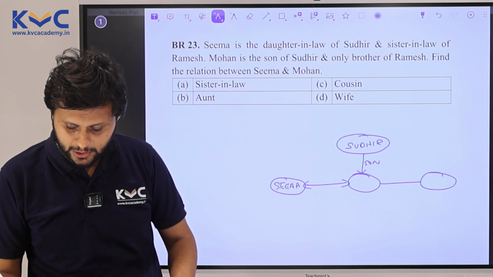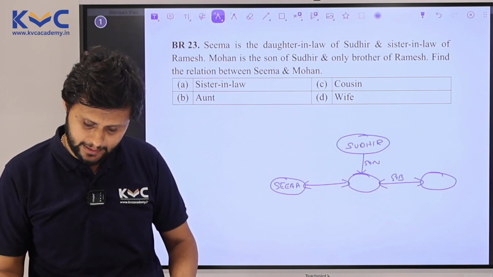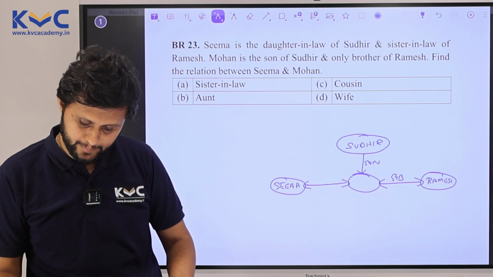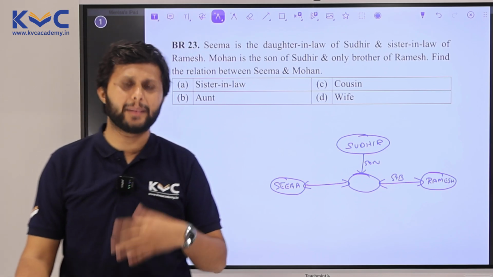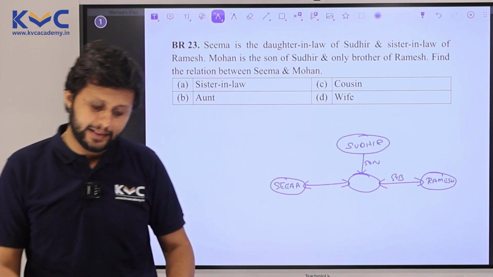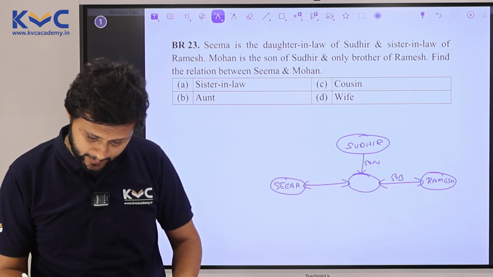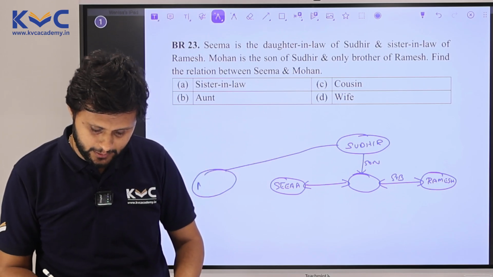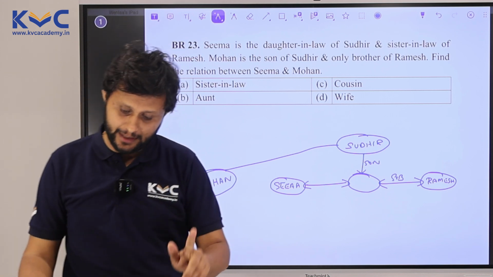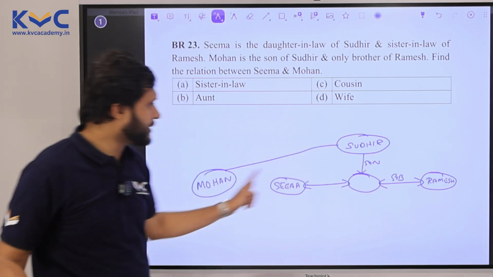Sister-in-law. So these two are siblings. And this is Ramesh. Correct? Siblings I can read, or I can read brothers also. Both are male only. Correct? Mohan is the son of Sudhir. So where is Mohan? Let me draw one more person over here. Mohan. Okay. Mohan is the son of Sudhir and only brother of Ramesh.